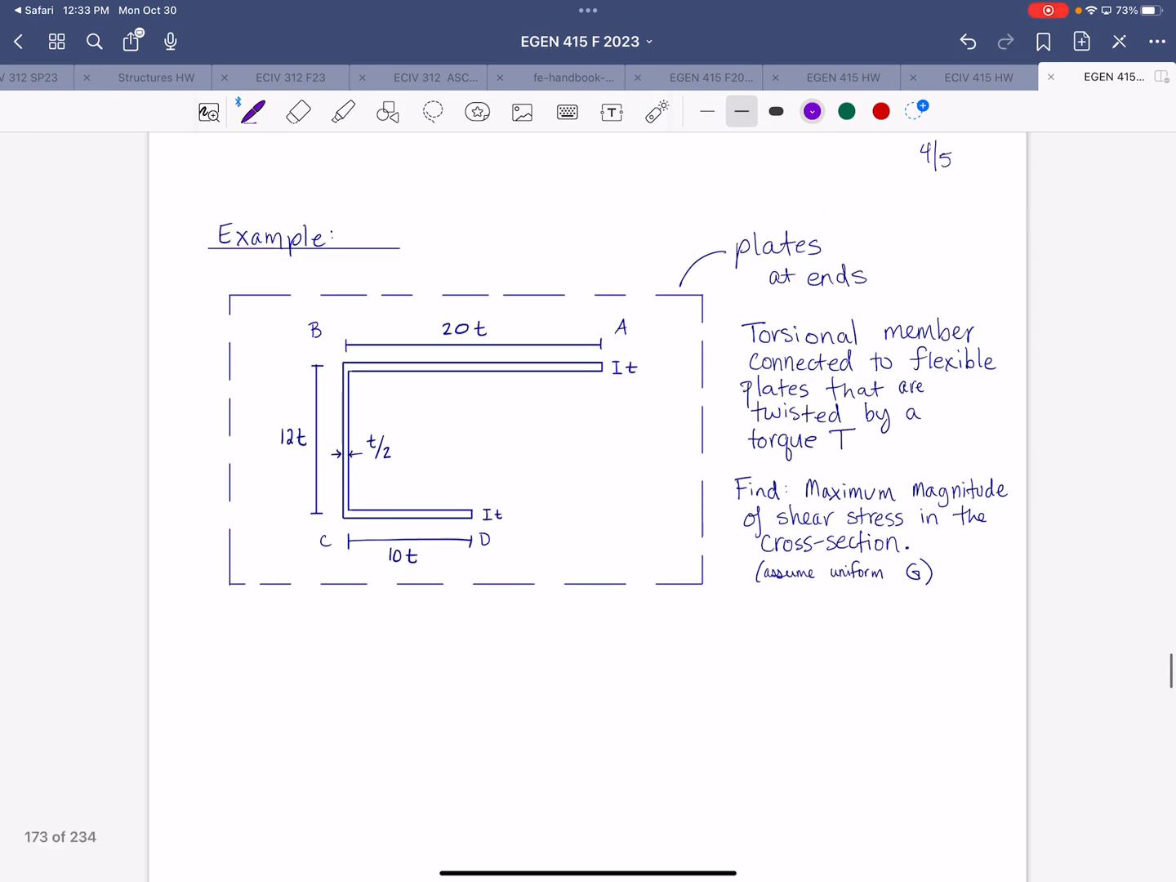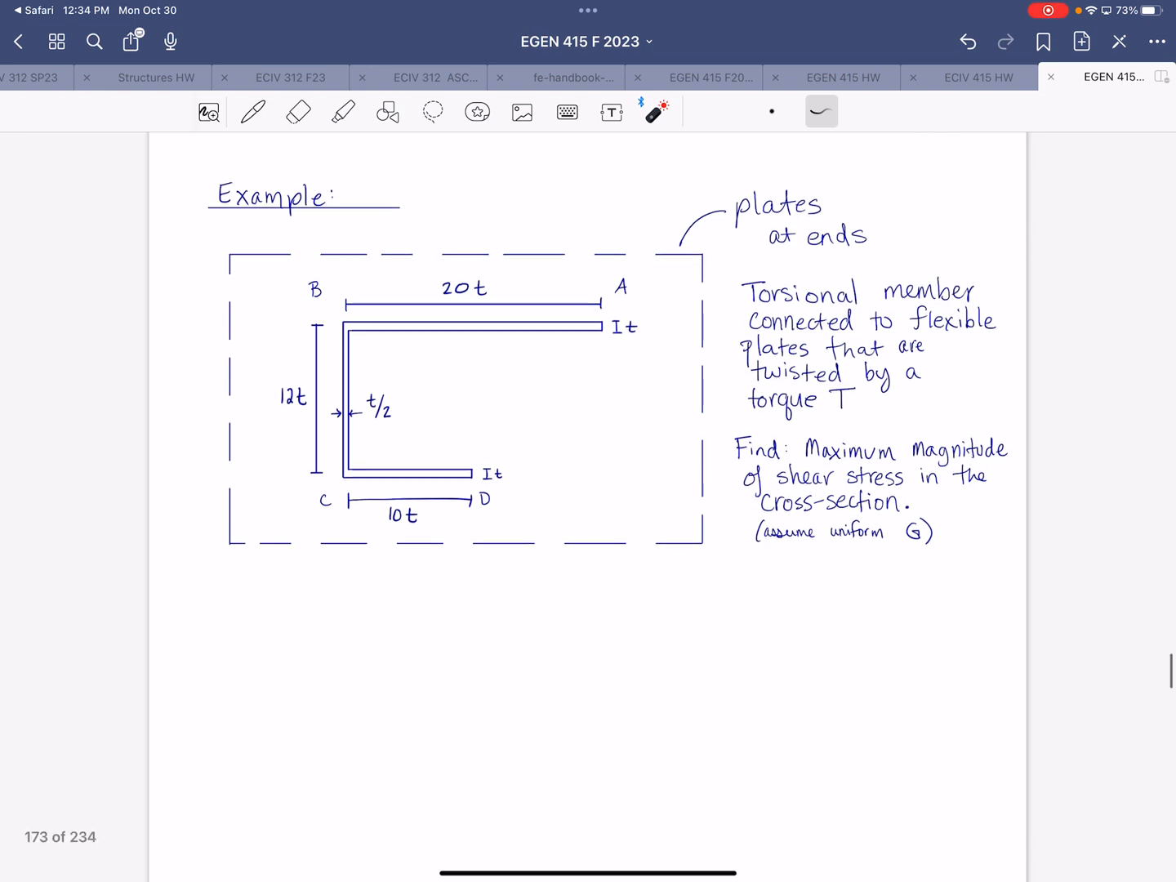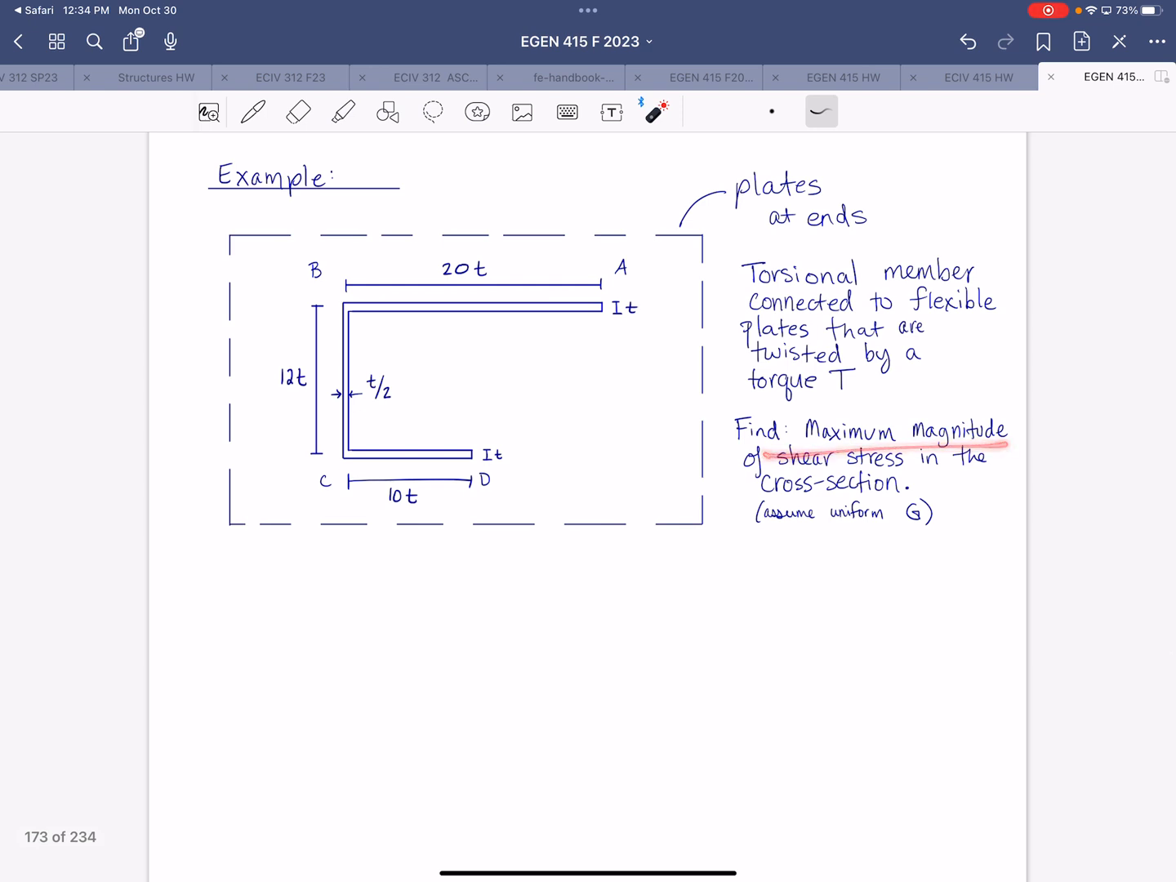All right, so we have this cross section shape here, which is welded or fixed somehow to a plate on both ends. So the plates can be twisted by a torque T. We're asked to find the maximum magnitude of shear stress in that cross section, and we'll assume that we have a uniform shear modulus, so we don't have to worry about different material properties. First we're going to look at the total cross section.